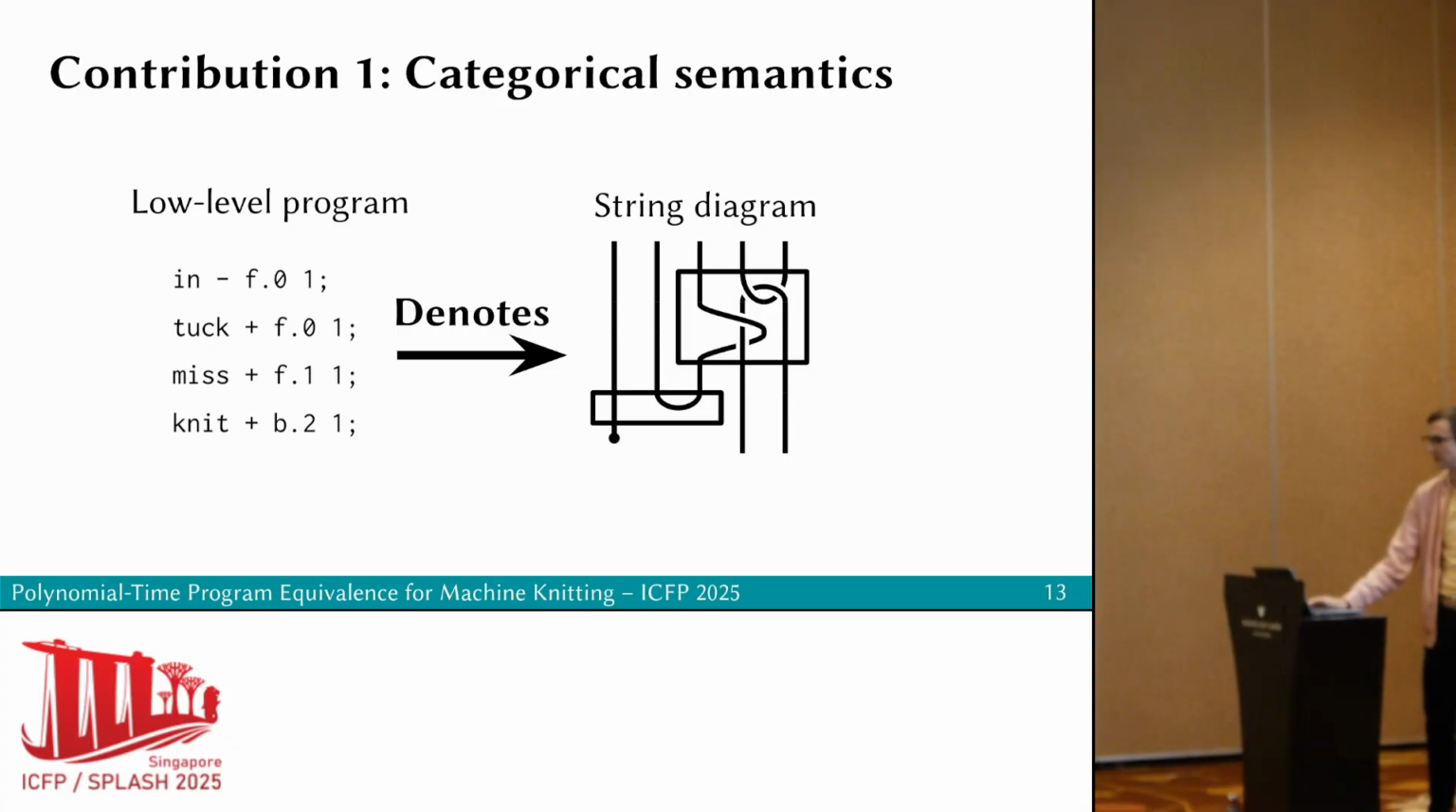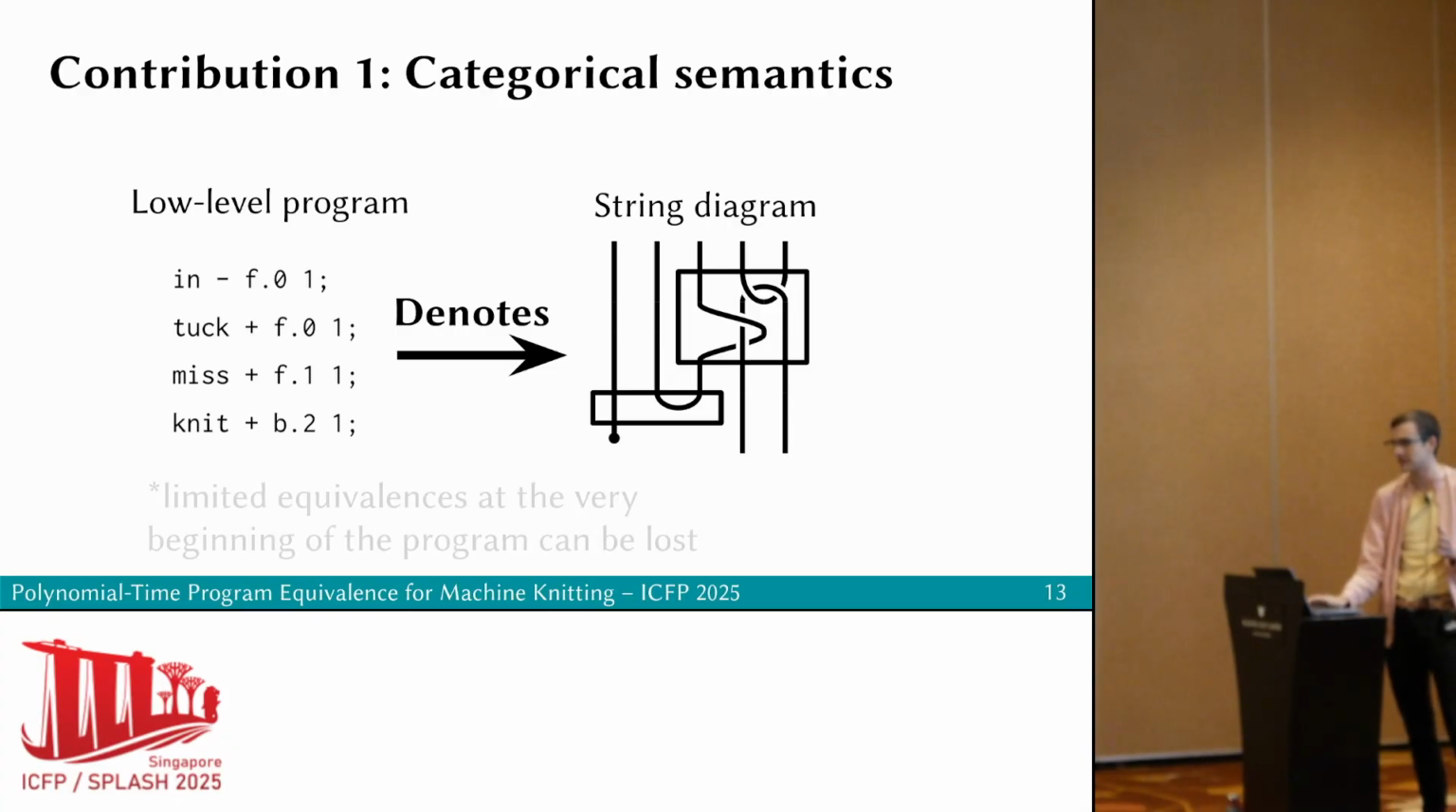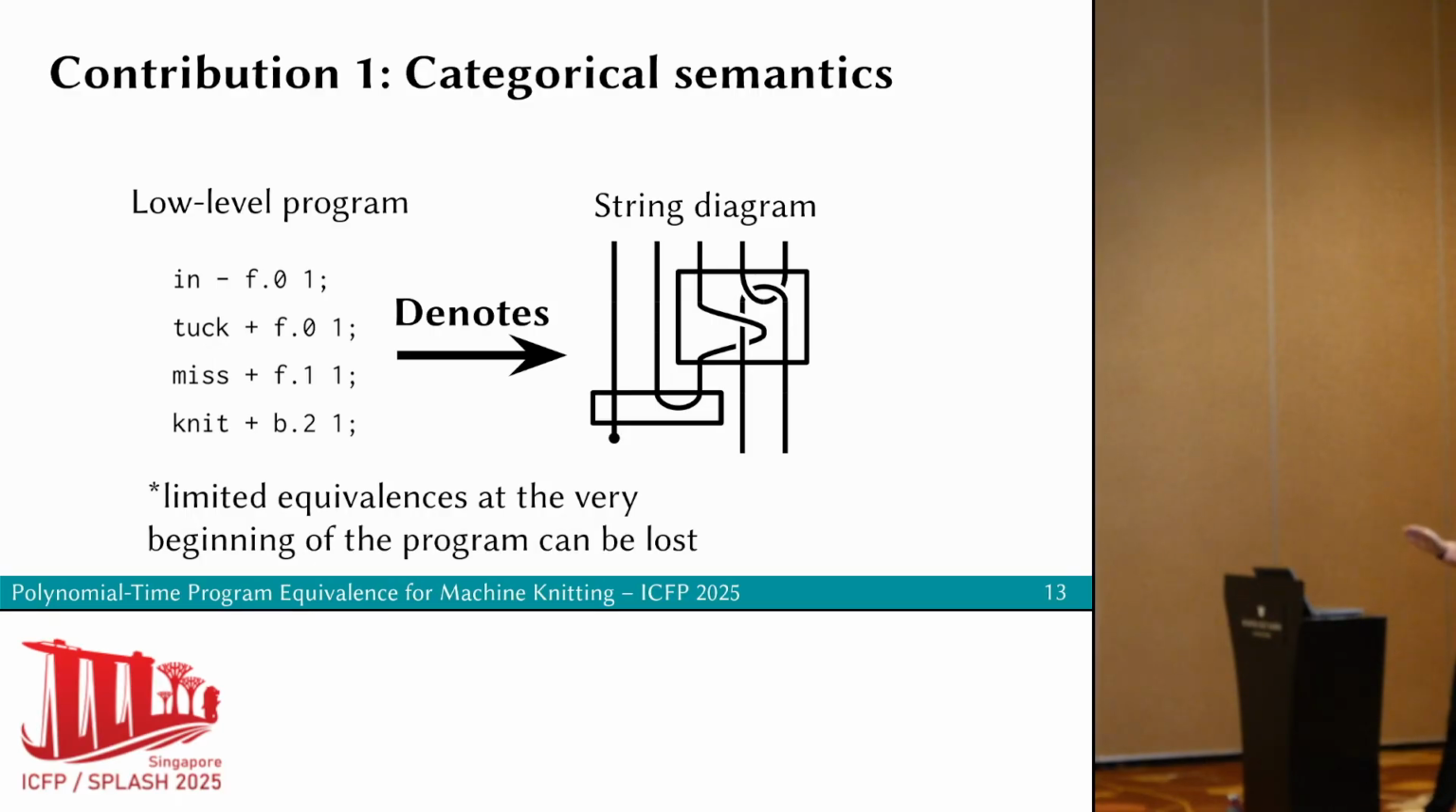So due to some quirks in how yarns begin in the knitting machine, our semantics don't capture a limited class of equivalences at the very beginning of some programs. We do have some future plans to adapt our semantics to recognize these equivalences, but the vast majority of the equivalences are captured by our models.